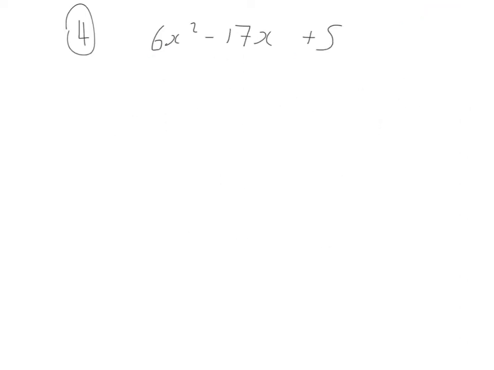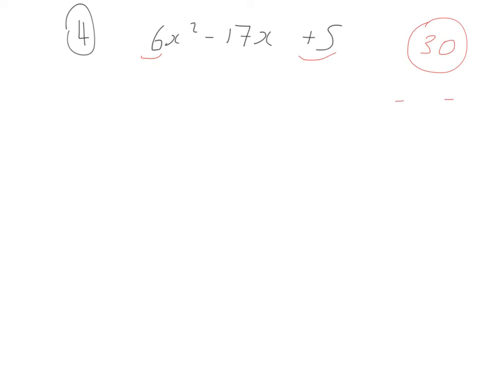Example 4, factorise 6x squared minus 17x plus 5. So 6 times 5 is 30. So two numbers that multiply give 30, add together give minus 17. Well, to multiply together to give a positive result like 30, the signs would need to be the same, but if the term in the middle is a minus, that means if the signs are the same, they'll need to be negative.